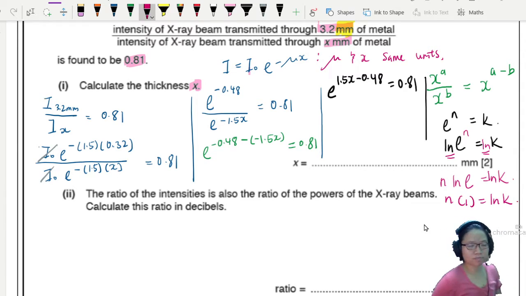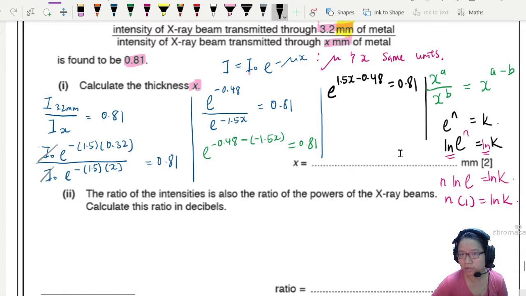All right, so thank you for your patience, for waiting, because some people may struggle with this part. So if you have an exponent like this, ln both sides. Okay, so I'm going to do everything step by step.